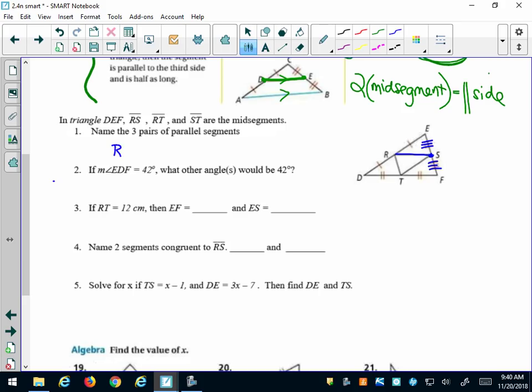If I start with that RS that I just highlighted, it's parallel to what side of the big triangle? What side is it parallel to?